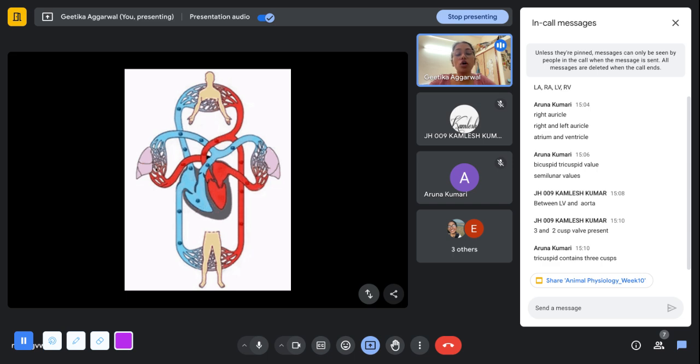Here the blood gets oxygenated because we are breathing, we're taking in oxygen. So the blood gets filled with oxygen and it comes back to the left atrium. From the left atrium, it passes on to the left ventricle. And from the left ventricle, it goes via the aorta to the upper and the lower part of the body. And again, this is a closed loop.